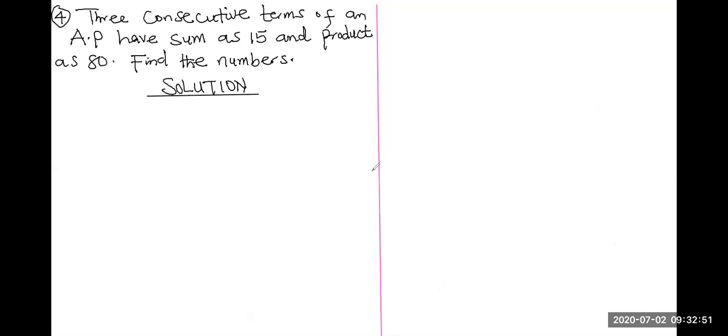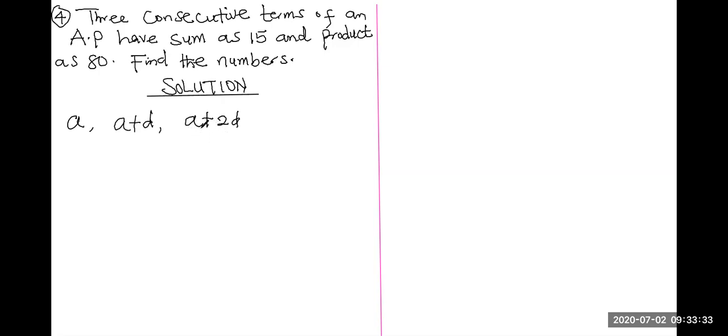Okay, number 4 question. It says 3 consecutive terms of an AP have sum as 15 and product as 80. What is consecutive? Consecutive means coming one after the other. We don't know whether it is increasing or decreasing. So since we don't know, let A be the first term, then the second term will be A plus D using the general term, and of course the third term will be A plus 2D, to represent 3 consecutive terms of an AP.